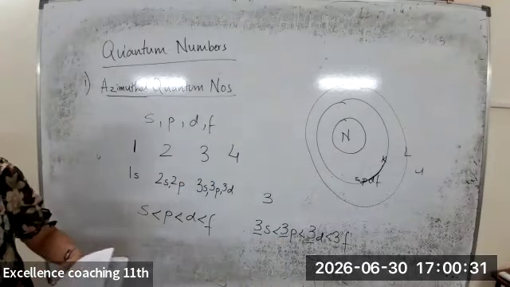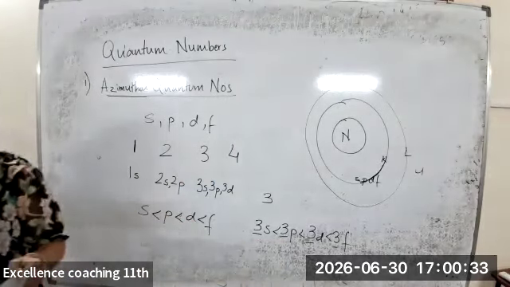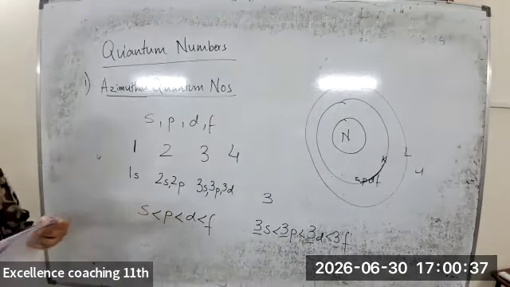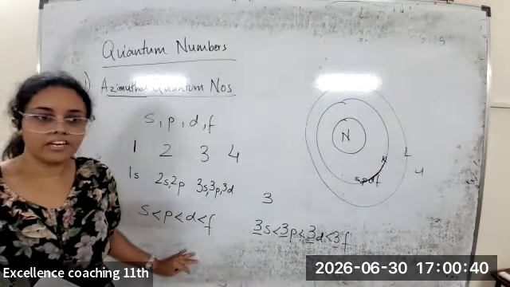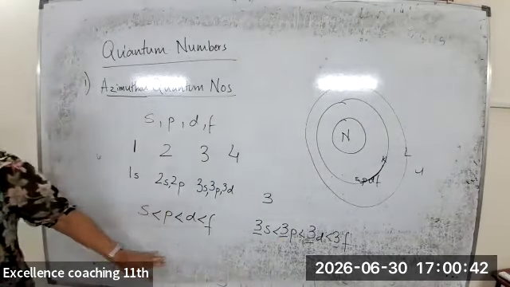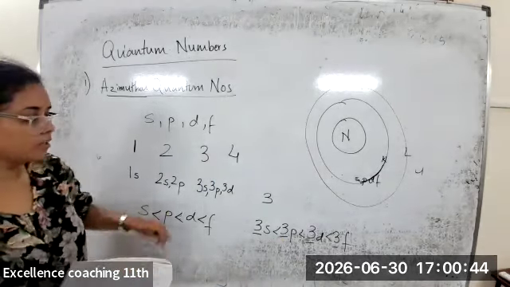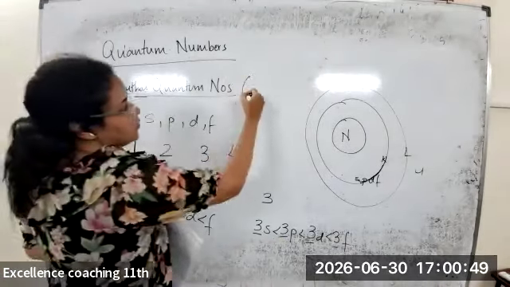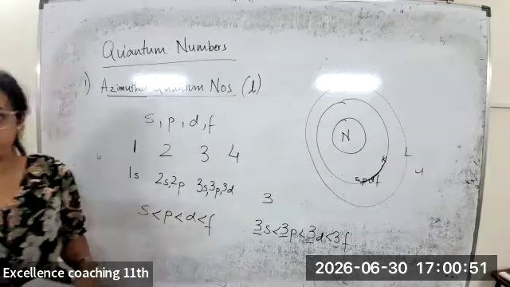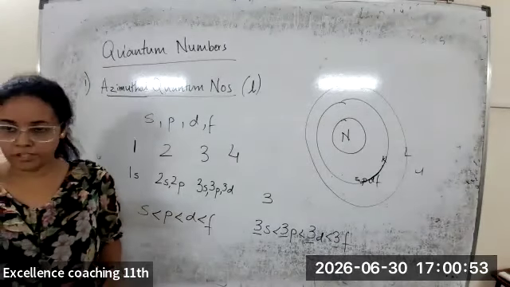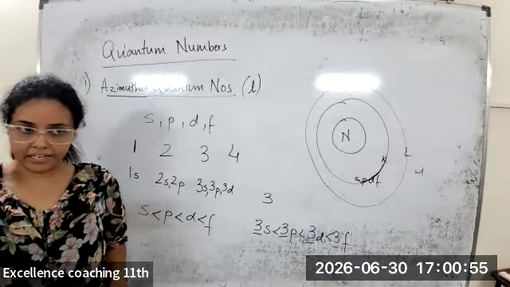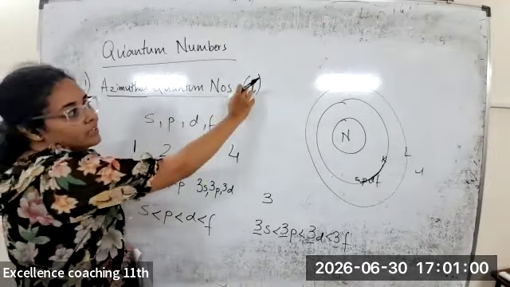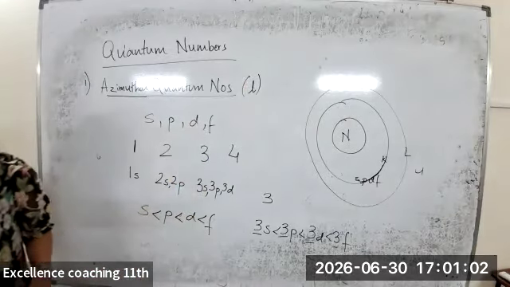Understood? Okay. So this was the first rule. The second one says that if my principal quantum number is different, but my value of L, which is nothing but my azimuthal quantum number, like how we denoted our principal quantum number by a small n, we will denote my azimuthal quantum number with a small l.